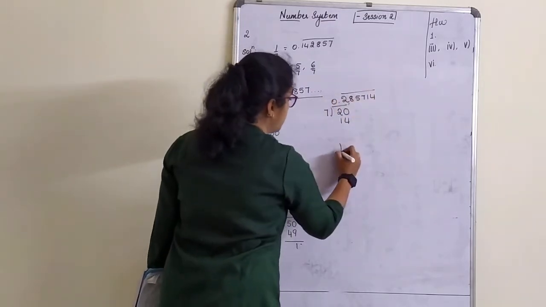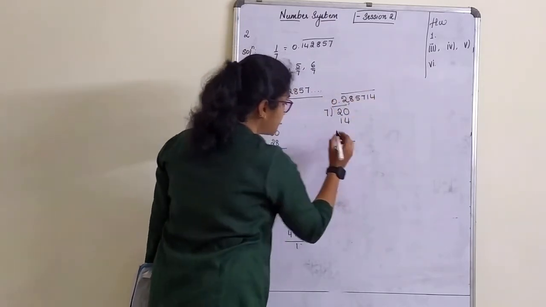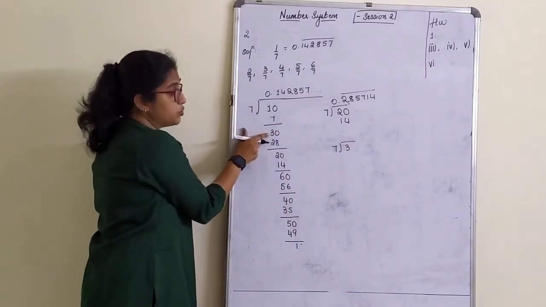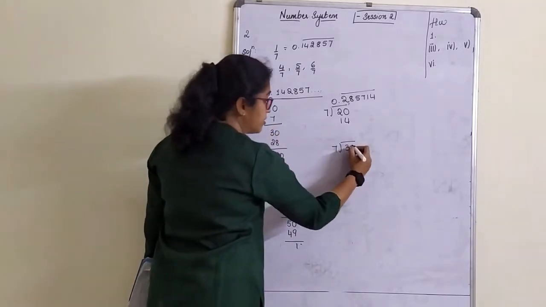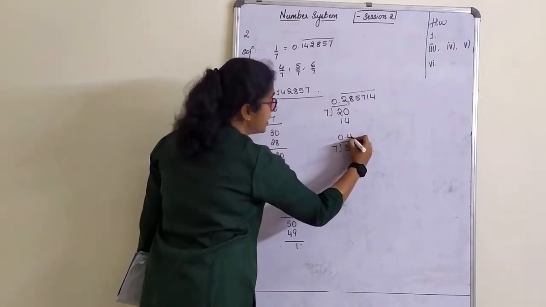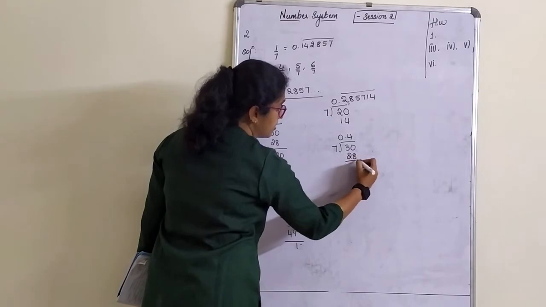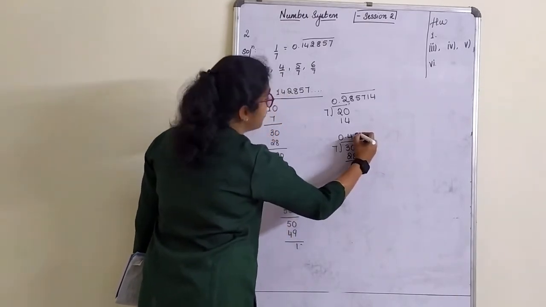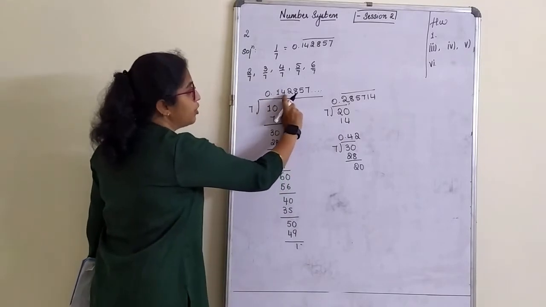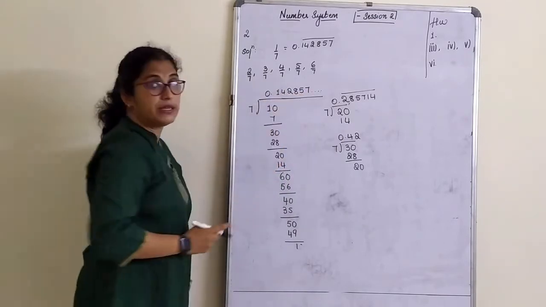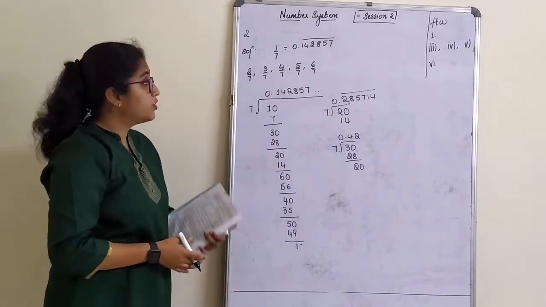Look here. Once I start with 3. Now 3, where is it here? 30, where did you get? You got 30 here. That means your first number will be what? 7 fours are 28. What's the remainder? 2 is the remainder. 7 twos are 14. So 0.428571 will be the answer. Right? So are you understanding?